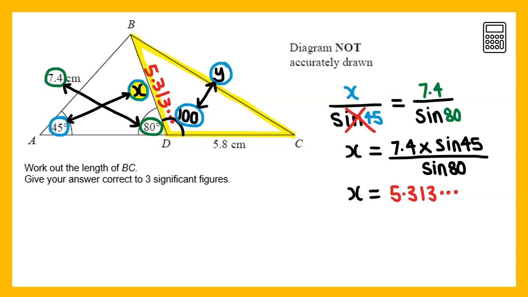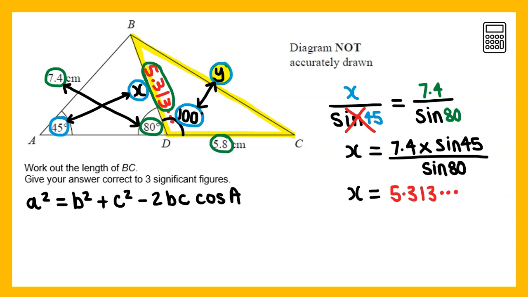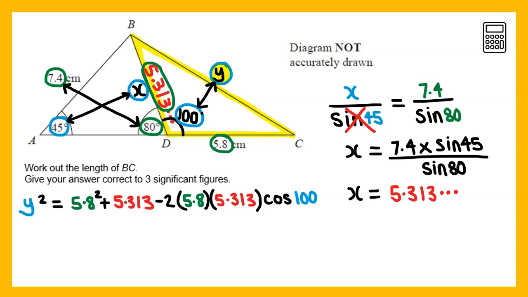Now I have a triangle which involves one opposite pair of angle and length, where one of them is unknown to be found and the other two lengths are provided. The one I've worked out, which is 5.313, and 5.8. This will allow me to use the cosine rule. And again, since I'm finding the length labelled as y, the version of the formula that will be most helpful is a squared equals b squared plus c squared minus 2bc cos A, where lowercase a is the length to be found, labelled as y. Uppercase A is the opposite angle of 100, and b and c are the lengths 5.8 and 5.313.